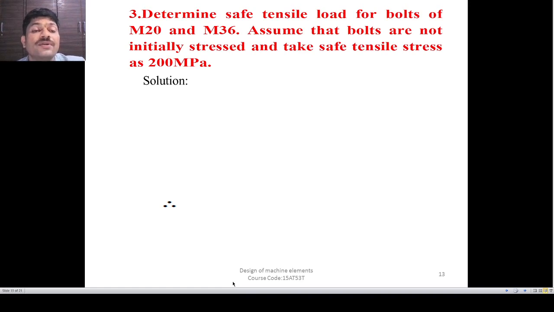That is, the nominal diameter of the bolt, small d, is equal to 20 mm in one case, and small d is equal to 36 mm in the other. Here there are two cases. So we will solve this simple problem, proceeding in the same manner.